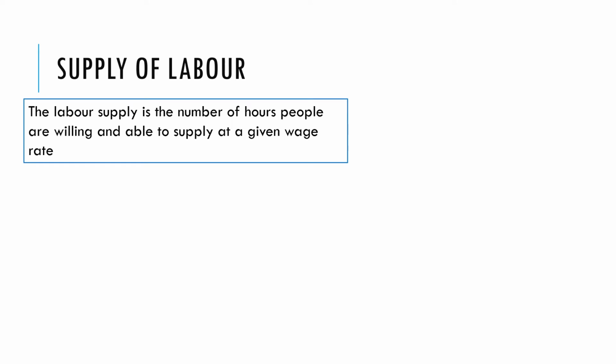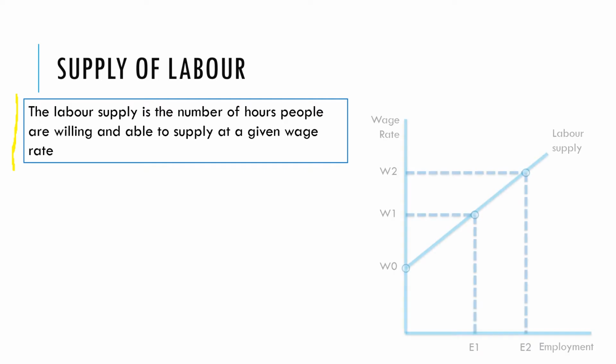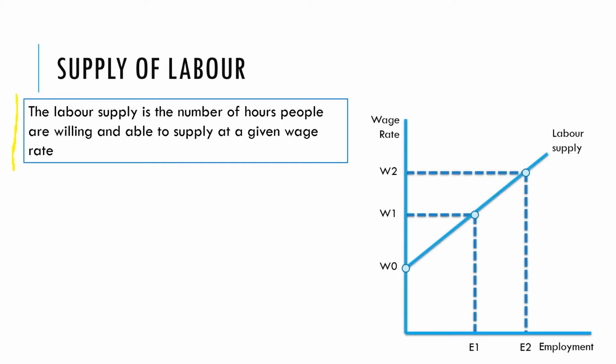So let's start off. The supply of labour, or the labour supply, is the number of hours people are willing and able to supply at a given wage rate. So let's make sure that we take this definition down. So here effectively we're talking about workers and whether they're willing to work or not. And again, we can see here that there's a relationship between the wage rate and how many workers are willing and able to supply their labour.